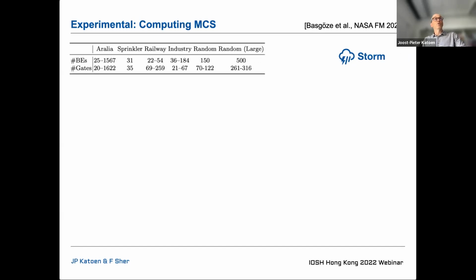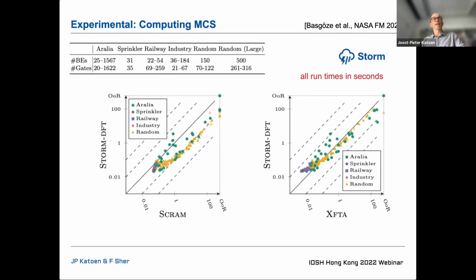And if you now use the tool that actually we are going to demonstrate later, then you can actually analyze them. And here you see some plots. And you see here the comparison of our tool, which you see on the y-axis, to 2 other tools. On the left, it's the tool Scram, which is an open source, publicly available tool for static fault trees. And on the right-hand side, you see XFTA. And XFTA is a part of the Alta-Rica toolset for analyzing fault trees.